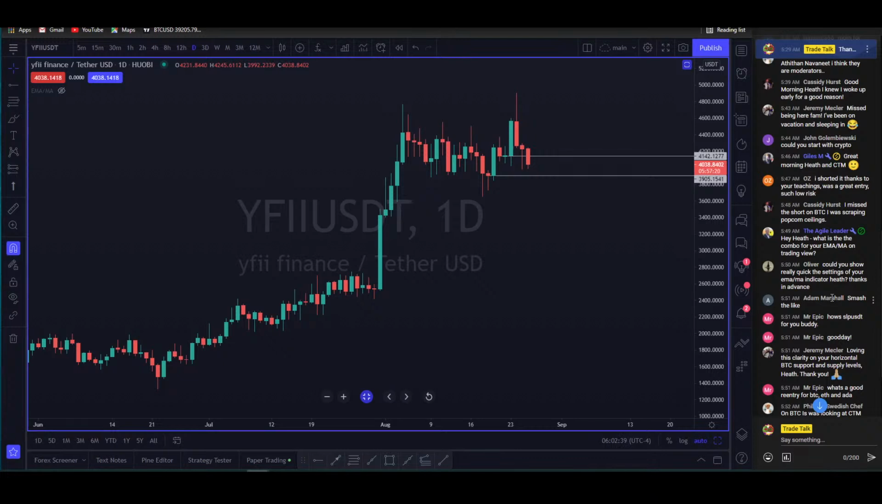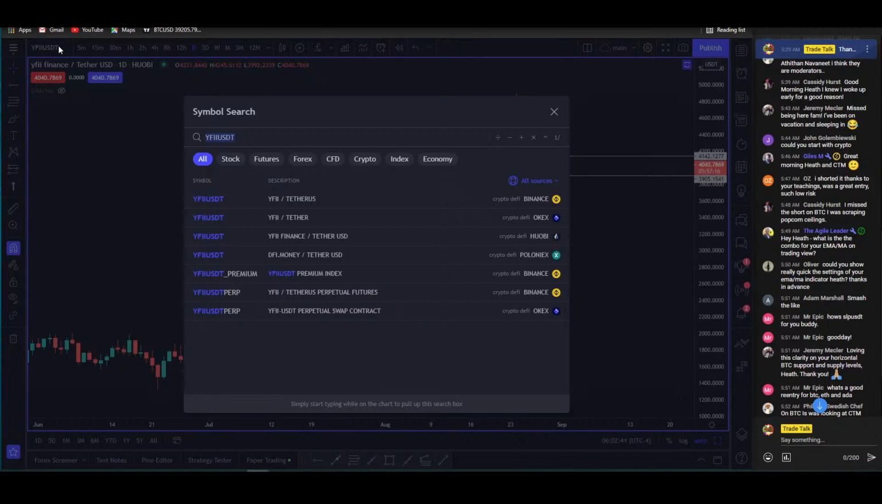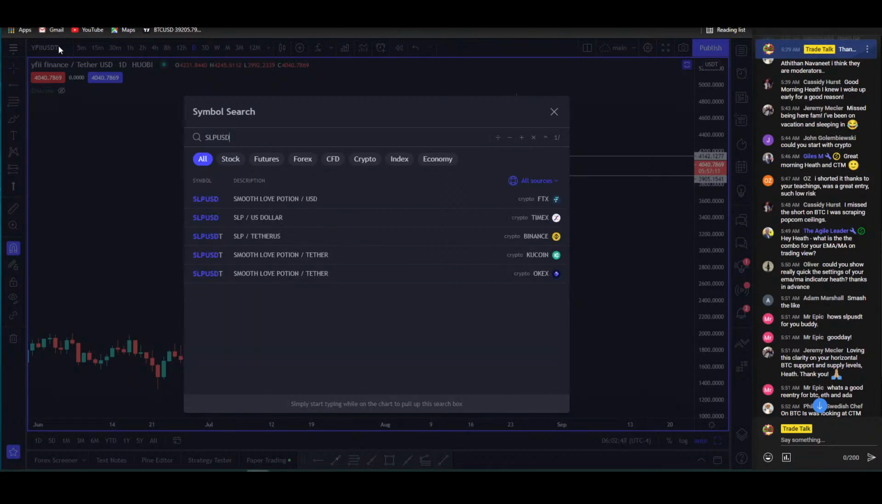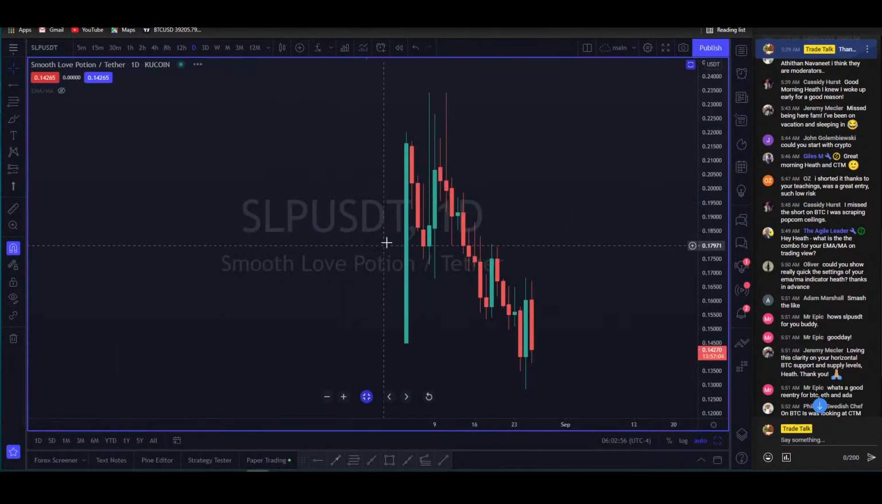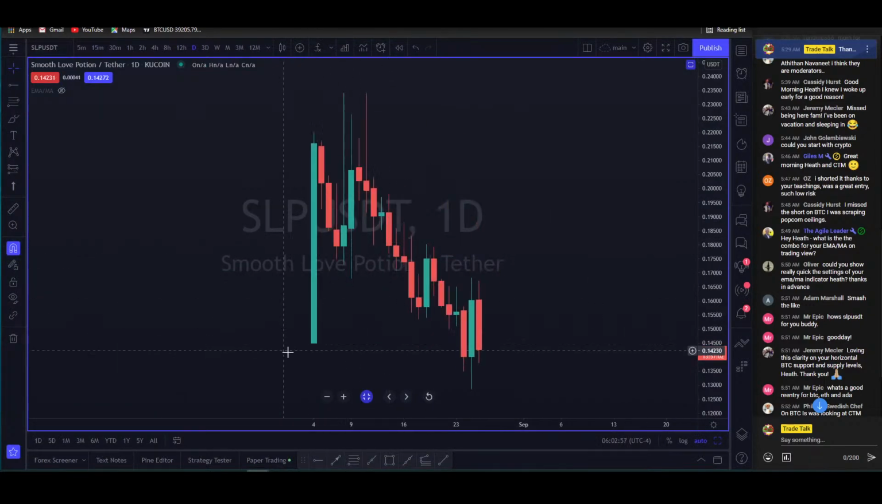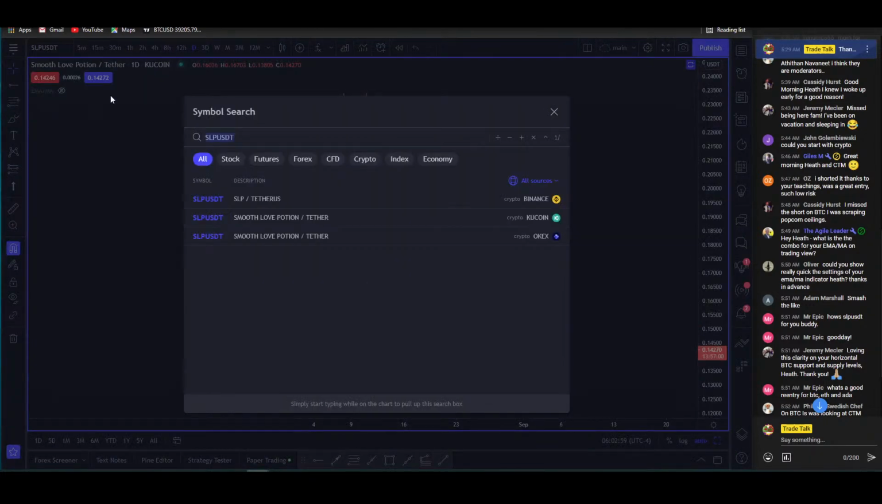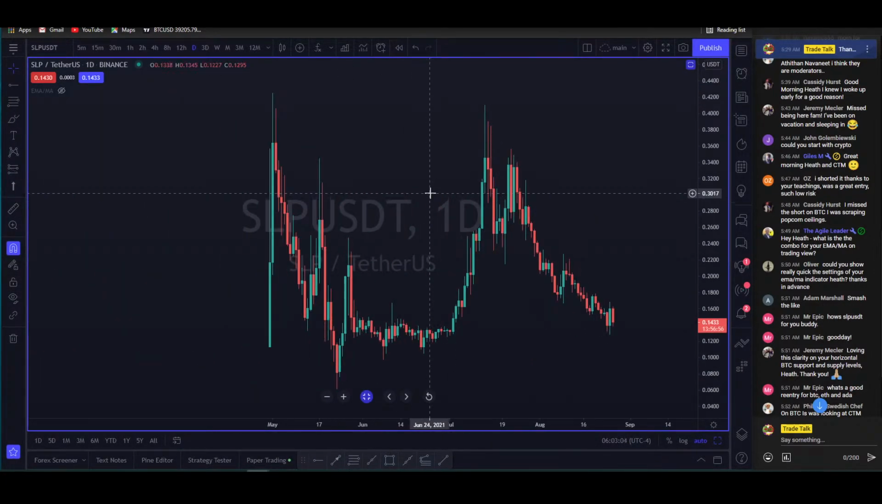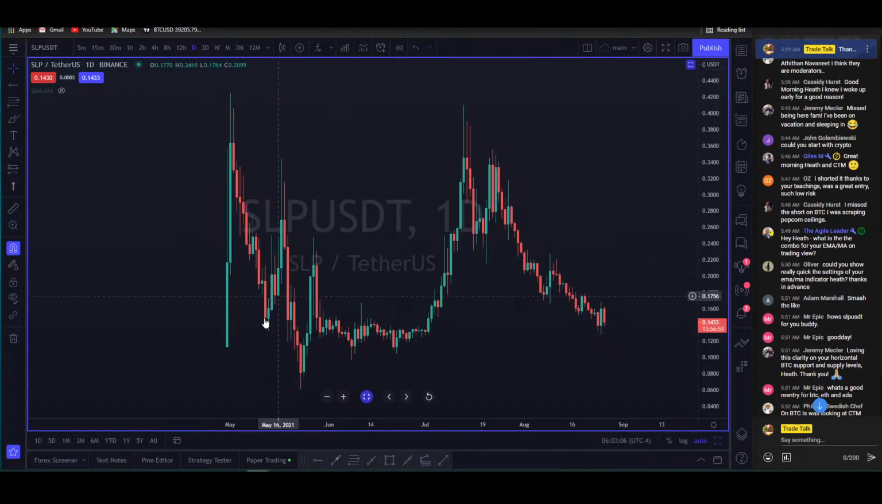How's SLP USDT, says Mr. Epic. I don't know. Let's go check it out. SLP USDT. Never heard of this one either. Smooth Love Potion on KuCoin. It's looking terrible, right? Here's your ICO. Let's go look and see if it's got a longer price history. On Binance it does, not a whole lot longer though. But you're trading at the ICO lows. I mean, there's support. You're at support.